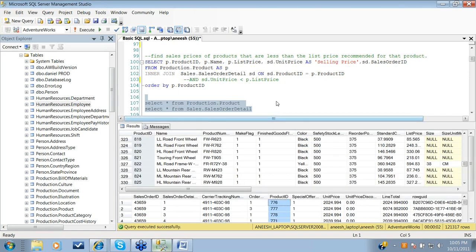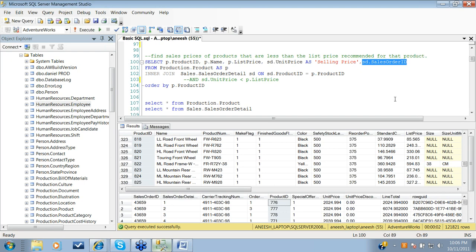Okay, so I want to display the product ID, the product name, the list price, the unit price. sd.unit price is nothing but the unit price, or the selling price, coming from the sales order detail because the alternate name is SD. And then I am also giving an alternate name for that called selling price because I don't want to display it as unit price, so I want to display it as selling price when it displays in the record set. And then I'm also displaying the sales order ID too.